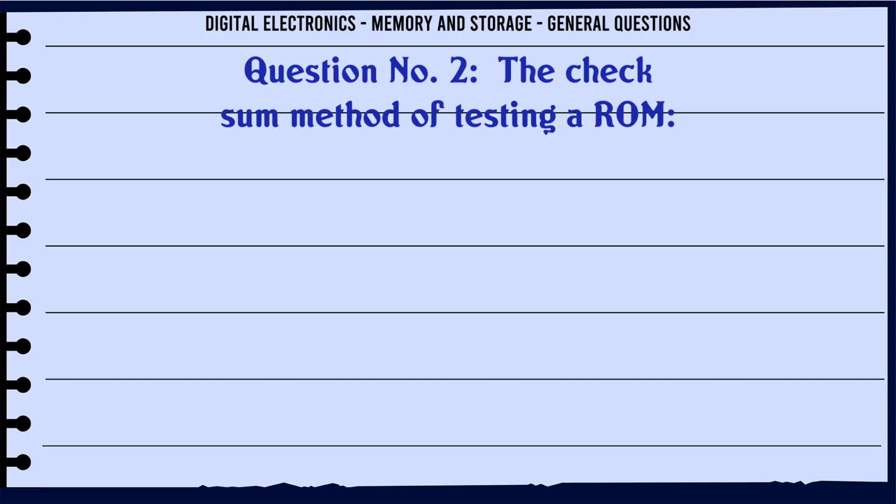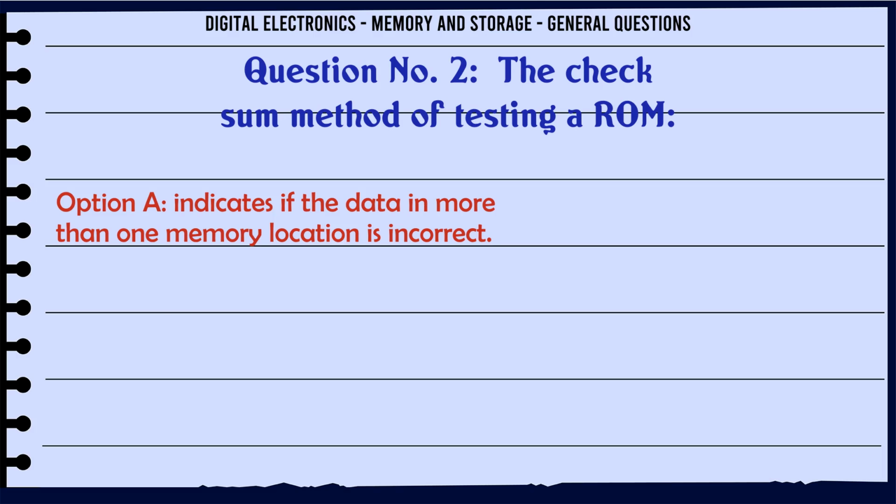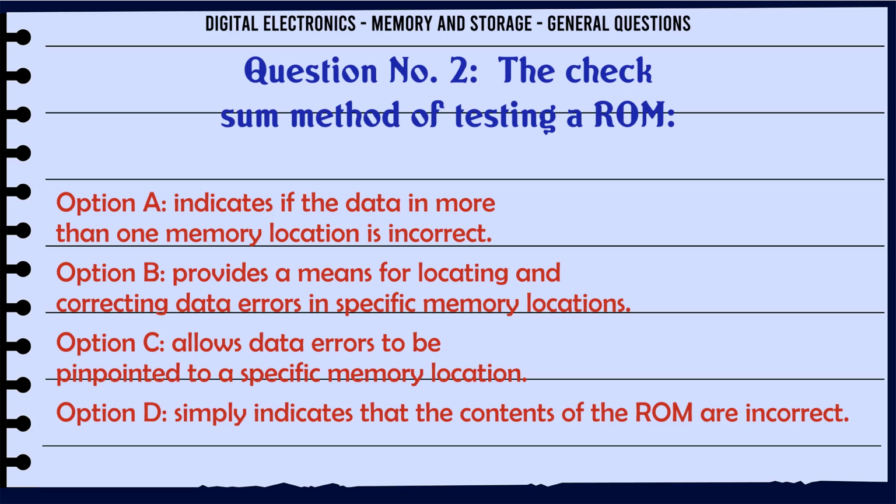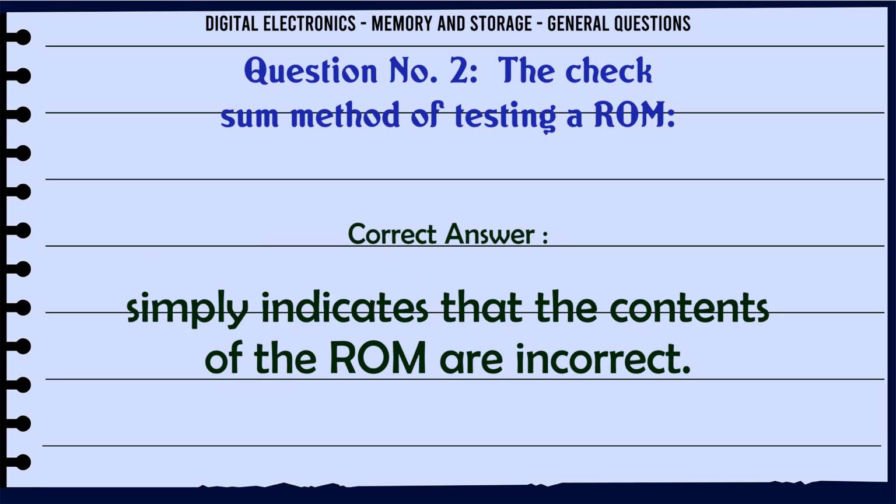The checksum method of testing a ROM indicates if the data in more than one memory location is incorrect. B. Provides a means for locating and correcting data errors in specific memory locations. C. Allows data errors to be pinpointed to a specific memory location. D. Simply indicates that the contents of the ROM are incorrect. The correct answer is simply indicates that the contents of the ROM are incorrect.